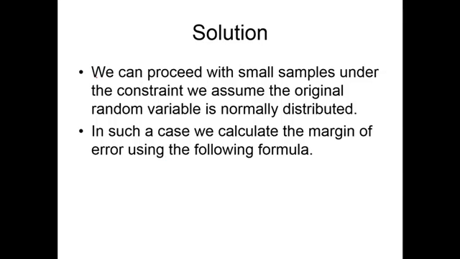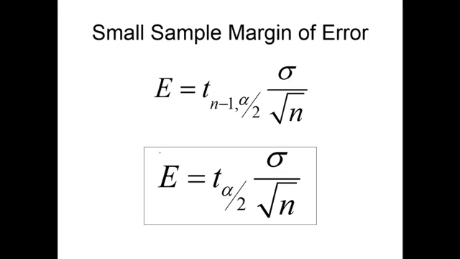Okay, we can proceed with small samples under the constraint that we assume the original random variable is normally distributed. In such cases we can calculate the margin of error using the following formula. E is equal to t sub n minus 1 comma alpha over 2, times sigma over the square root of n.